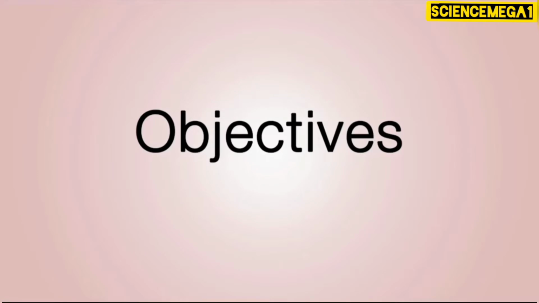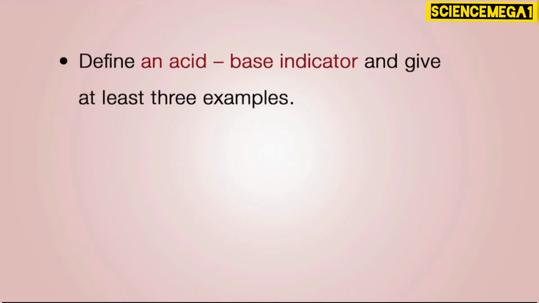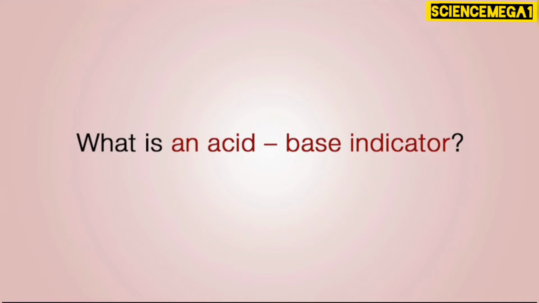Difficult, isn't it? By the end of this lesson, you will be able to: 1. Define an acid-base indicator and give at least 3 examples. What an acid-base indicator is.